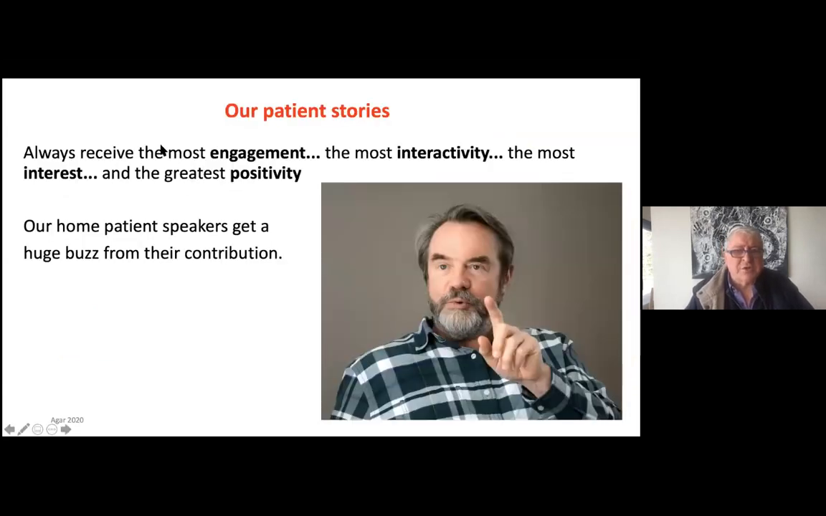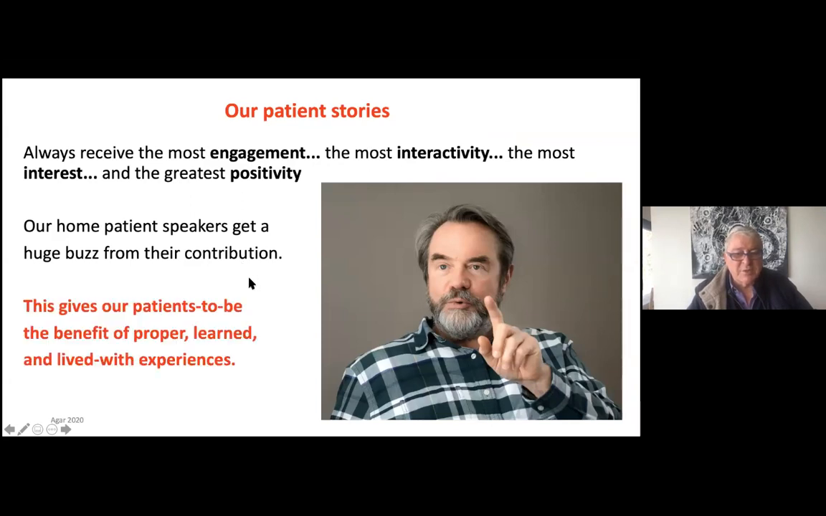Our patient stories, these are our home patients, always receive the most engagement, the most interactivity, the most interest, and the greater positivity. We pick and our patients pick us well, so that they are matched to the audience. And our home patient speakers get a huge buzz from their contribution. And this gives our patients the benefit of proper, learned, lived-in experience.